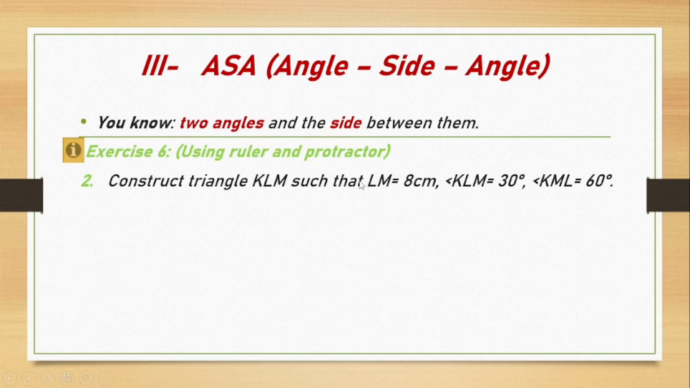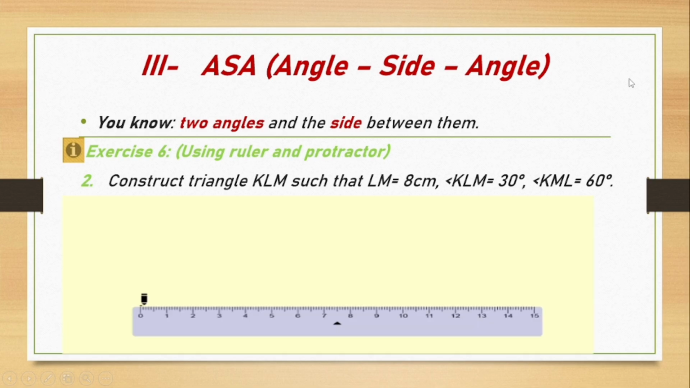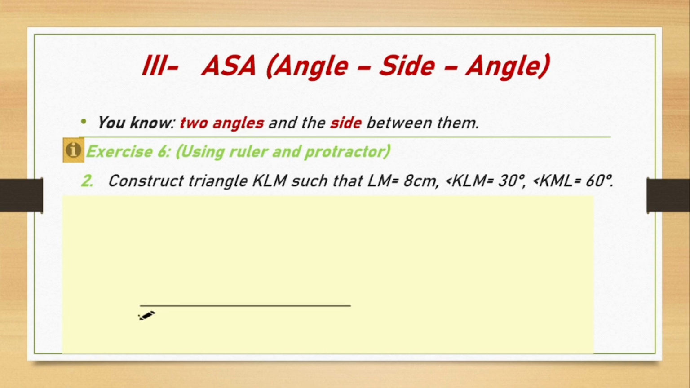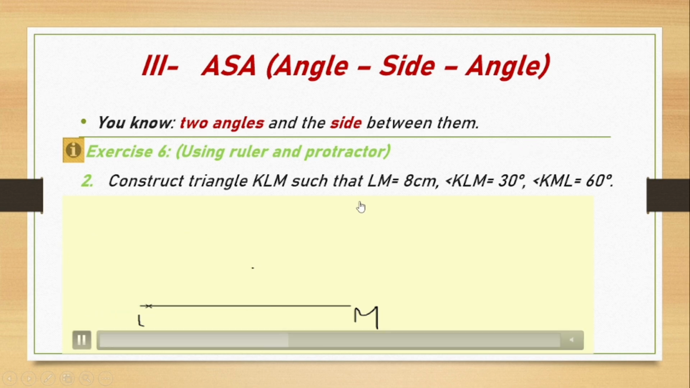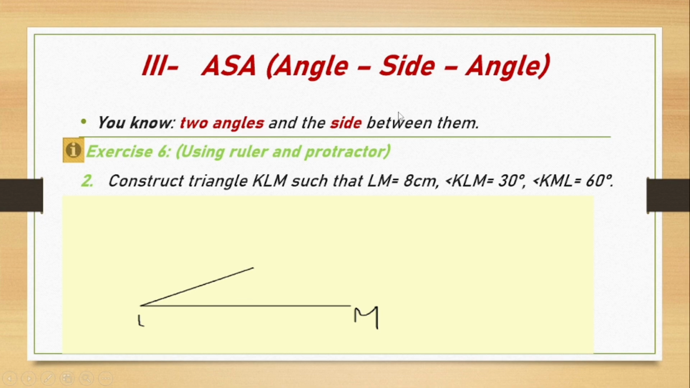Construct triangle KLM such that LM equal 8 cm, angle KLM equal 30 degree, and KML equal 60 degree. We start drawing the side LM equal 8 cm using the ruler. We name it LM. Then using the protractor on L we mark the angle 30 degrees and connect it with L using the ruler.